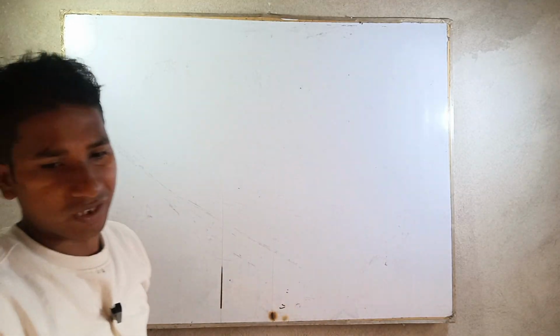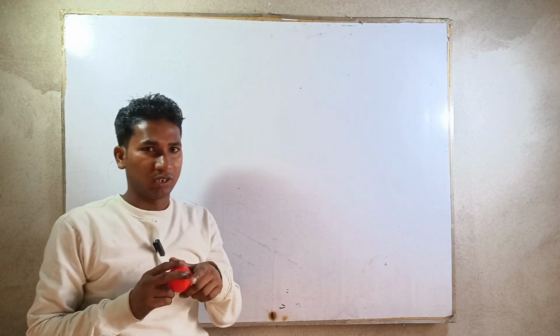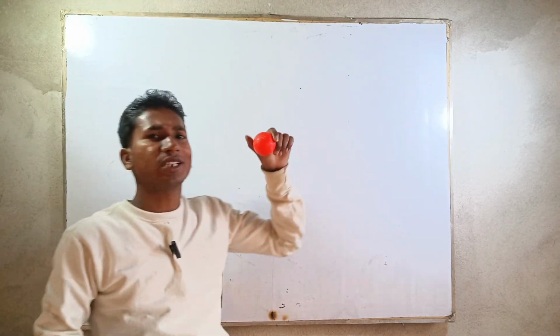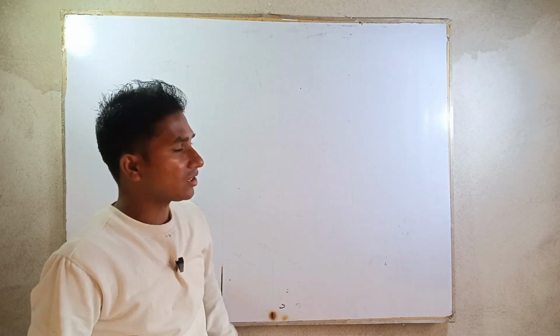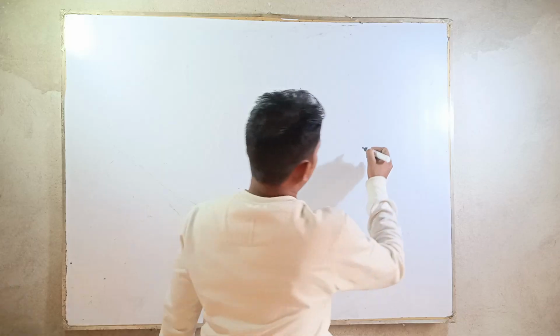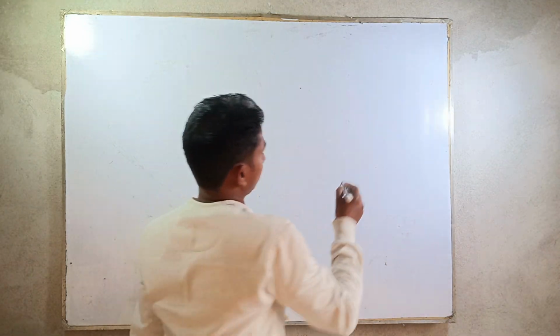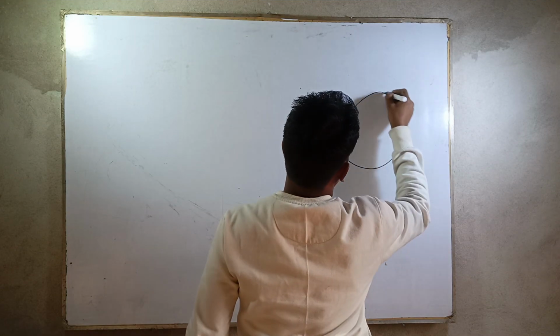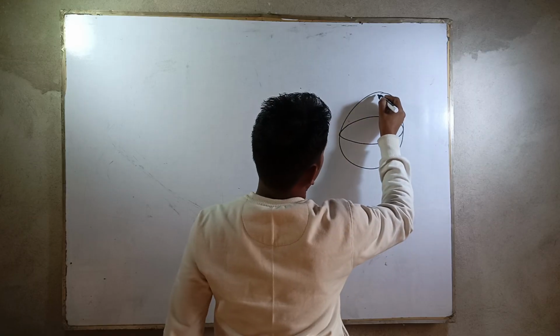So now is a sphere. What does a sphere mean? Suppose I have a ball. A sphere means not a circle. A circle has no height. In a circle we cannot hold anything. A sphere means like this. This one is a ball, and this one is called a sphere.